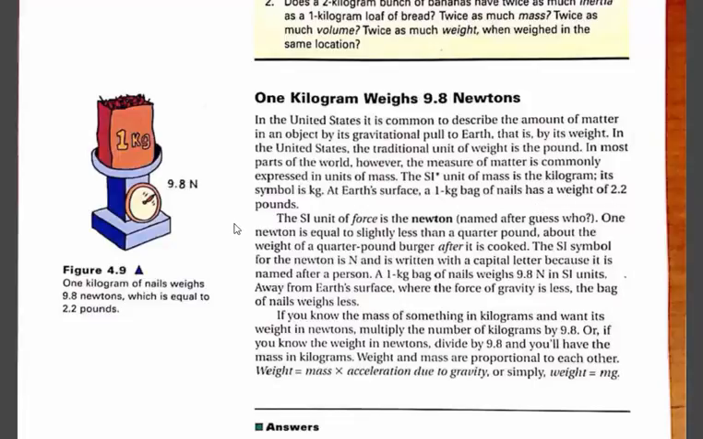The SI unit of force is the newton, named after guess who? 1 newton is equal to slightly less than a quarter pound, about the weight of a quarter-pound burger after it is cooked. The SI symbol for the newton is capital N, and it is written with the capital letter because it is named after a person. A 1 kilogram bag of nails weighs 9.8 newtons in SI units. The mass is 1 kilogram, the weight is 9.8 newtons. Away from Earth's surface, where the force of gravity is less, the bag of nails weighs less than 9.8 newtons.